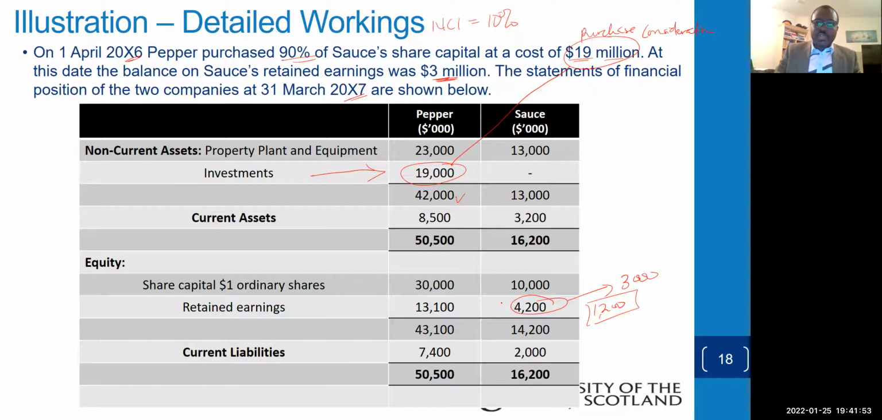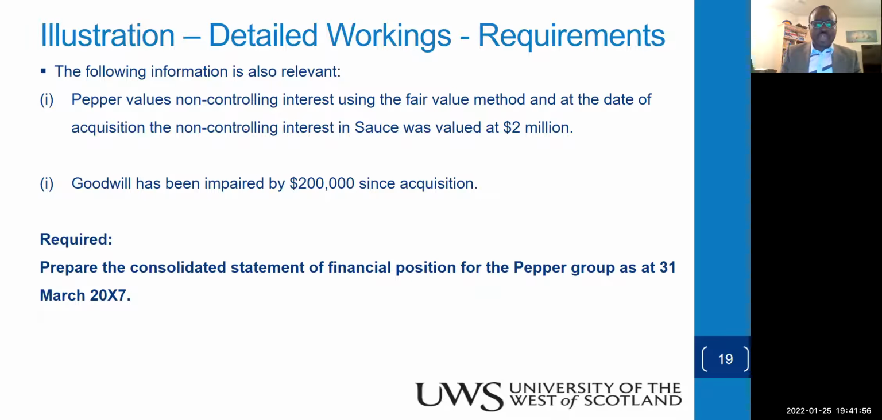Now, we are also told that the non-controlling interest should be valued using the fair value method. We could also have the proportional method, which we could use to value the NCI. But the question will always be clear, telling you to use the proportional method or the fair value method. Clearly over here, at the date of acquisition, the fair value of the NCI is 2 million. So we don't need to worry about determining the NCI value at acquisition. It's already given to us. Goodwill has been impaired by 200,000 since acquisition.